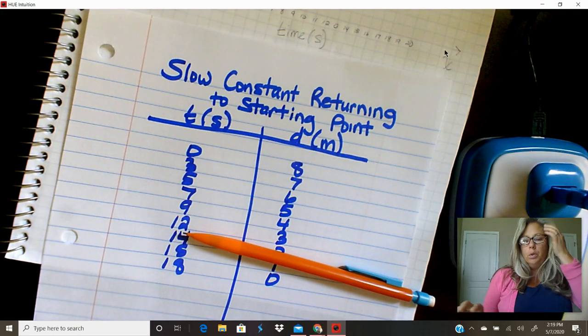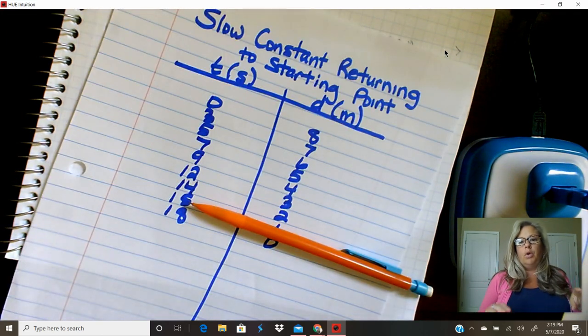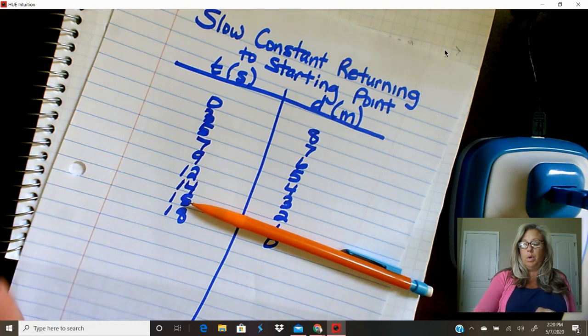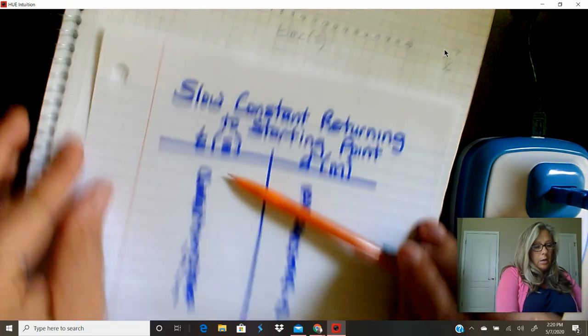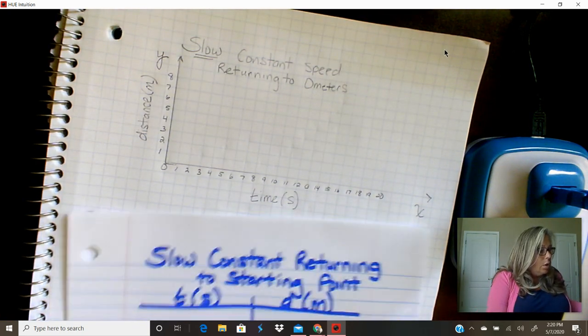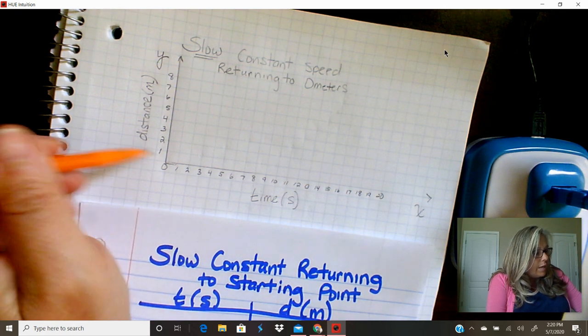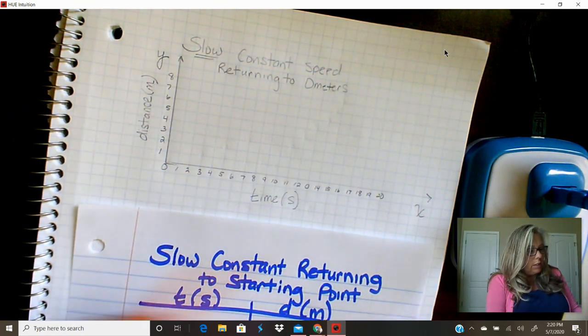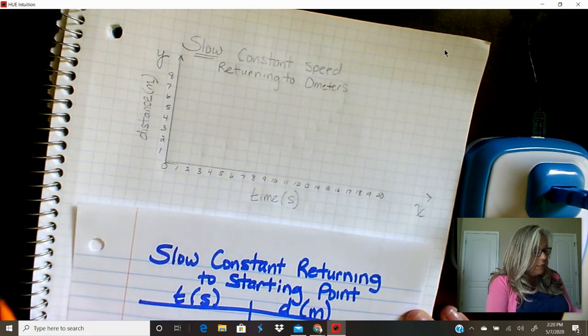We're going to graph the data from Nick's walk that went from the 8 meter card back to the 0 meter card. I have the data that we collected, and I also have the graph all laid out to make our video a lot faster. As you recall, I have the distance on the y-axis and the time on the x-axis, and that's how we will always set it up.